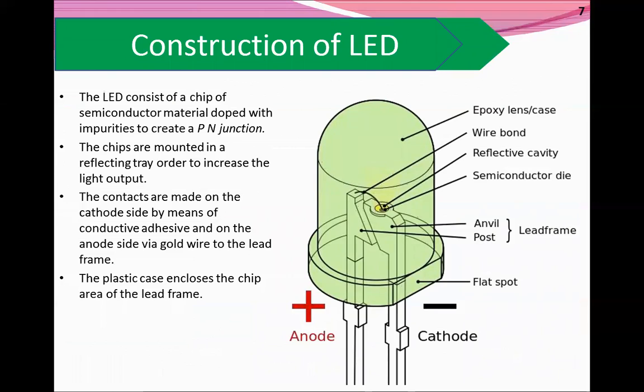Now we are going to see the construction. So the LED consists of a chip of semiconductor material doped with impurities to create a PN junction. The chips are mounted in a reflecting tray in order to increase the light output. The contacts are made on the cathode side by means of conductive adhesive and on the anode side with a gold wire to the lead frame. The plastic case encloses the chip area of the lead frame. The anode and cathode in the LED are represented in this diagram. You can see in the diagram.